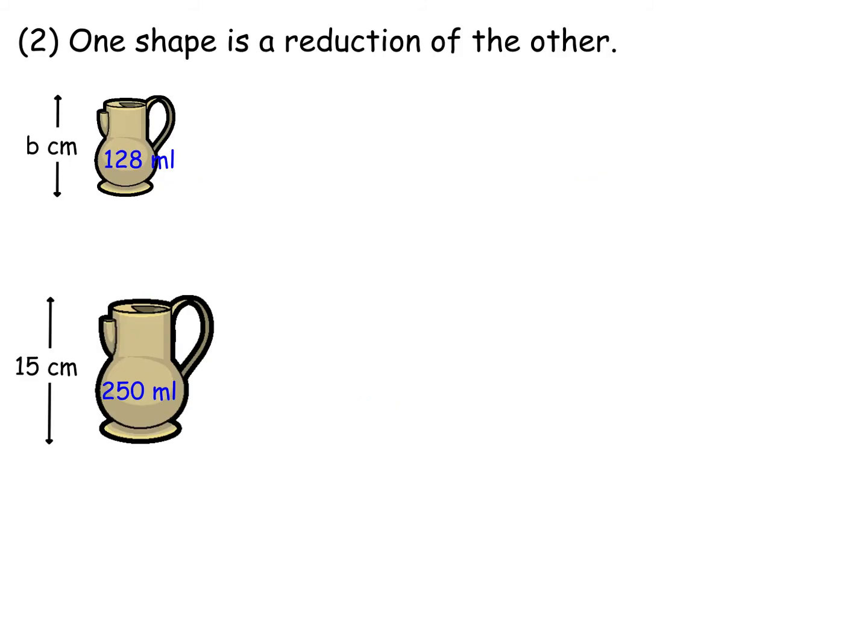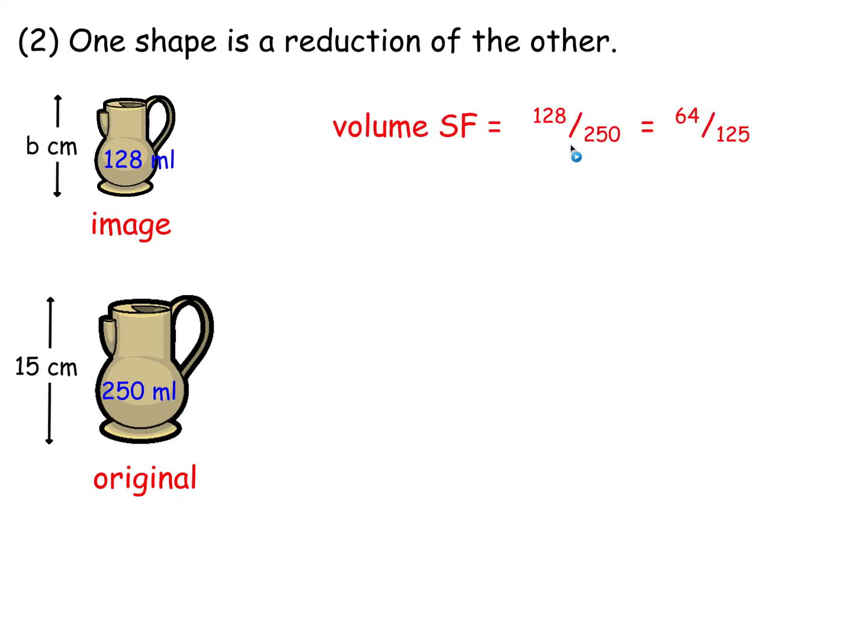Here's one in volume. So the big jug is reduced to the small jug. 250 gets reduced to 128. So the volume scale factor is to be calculated. B is the image. Put the image over the original, 128 over 250. Simplify that. Top divides by 2 and the bottom divides by 2. 64 over 125. That's the volume scale factor.